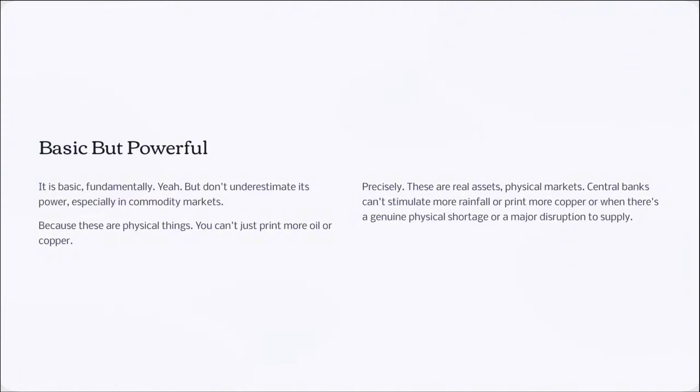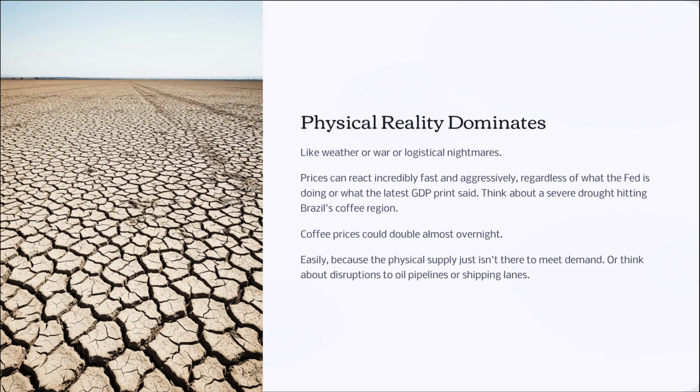When there's a genuine physical shortage or a major disruption to supply, like weather or war or logistical nightmares, prices can react incredibly fast and aggressively, regardless of what the Fed is doing or what the latest GDP print said. Think about a severe drought hitting Brazil's coffee region. Coffee prices could double almost overnight. Easily, because the physical supply just isn't there to meet demand.